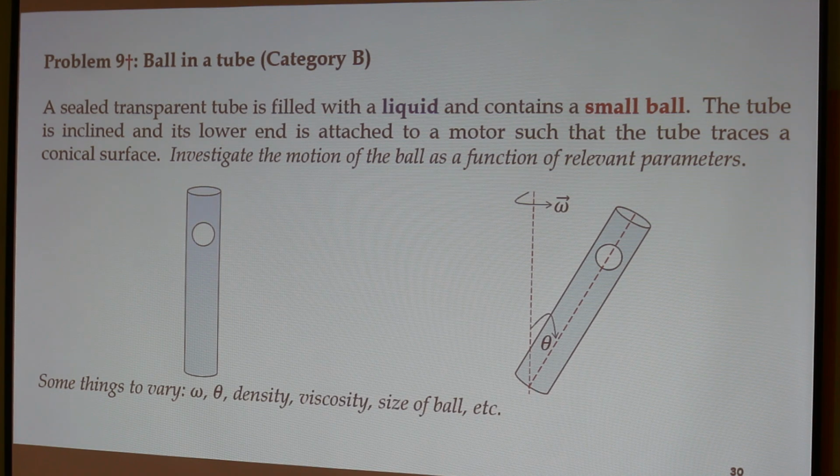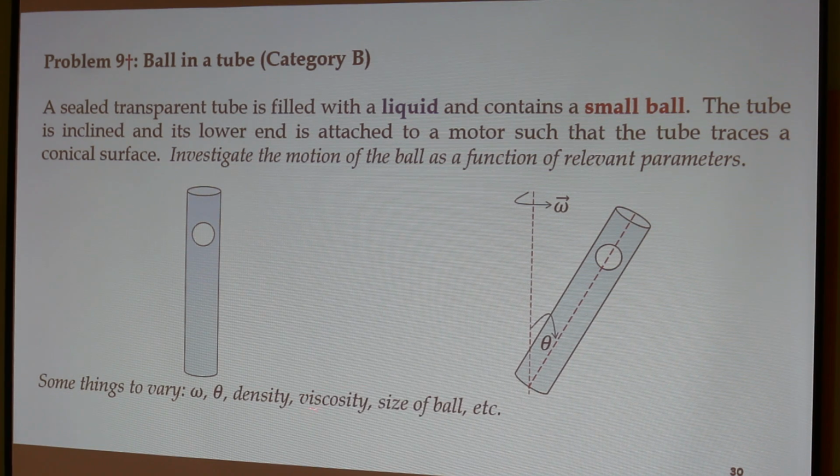Since it's Cat B, I'll say a bit more. Some of the things that you can vary will be omega, that is the rate at which you rotate the tube. Second is the angle theta. And the third thing is the density of the liquid, in particular the density of the liquid relative to the ball, because here we are interested in looking at the floating object.